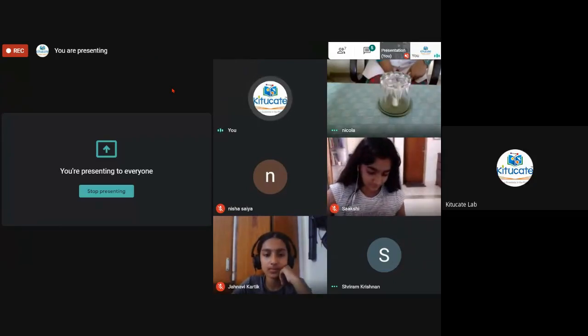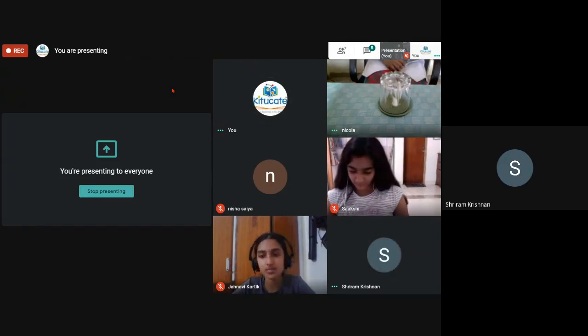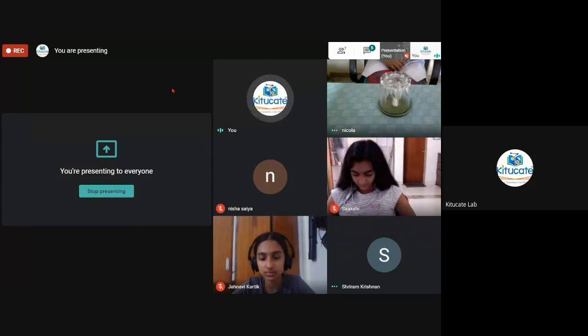So a part of this experiment is same as the previous one, that oxygen is essential for combustion, okay? But the second part is water is rising inside the glass. Why? So if we consider the glass as 100% air, the flame of the candle will glow as long as the oxygen in that glass is consumed. What percentage of air is oxygen?